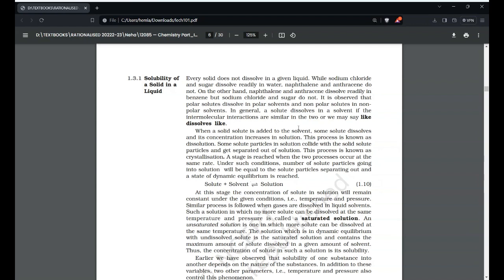So basically, they are saying with the example, suppose sodium chloride and sugar easily mix in water, but naphthalene and anthracene do not. Why? Because sodium chloride and sugar are both polar solutes, and they dissolve in polar solvents, and non-polar solutes mix in non-polar solvents. So the only thing you have to remember from here is like dissolves like, and the example that naphthalene and anthracene dissolve readily in benzene but not in water.